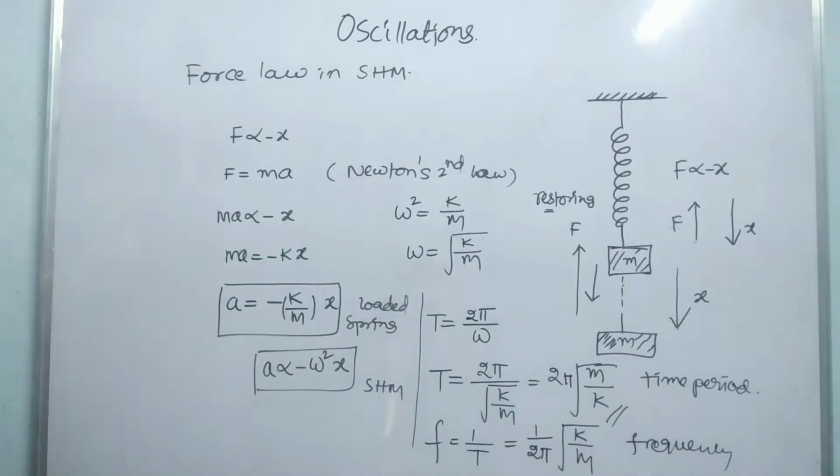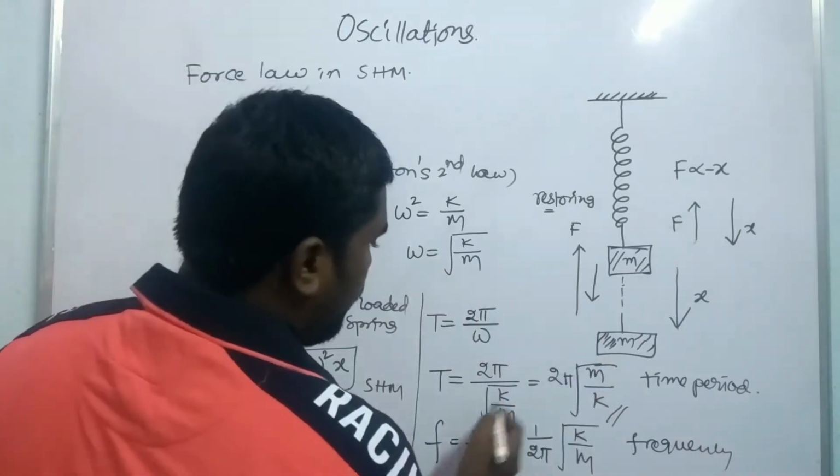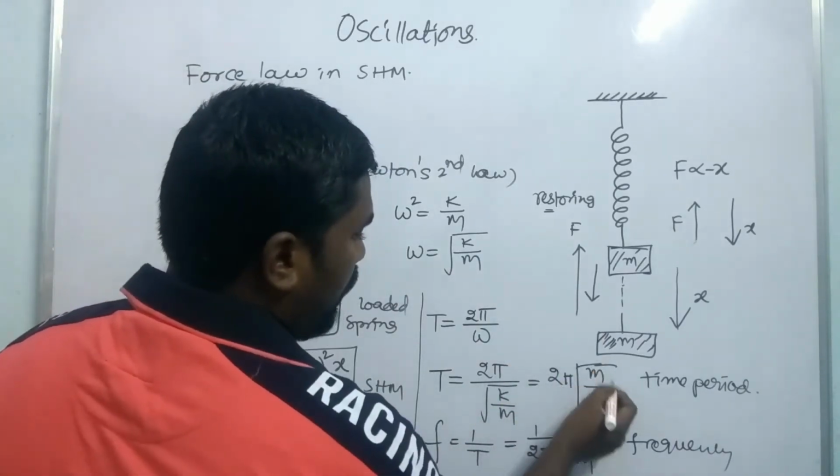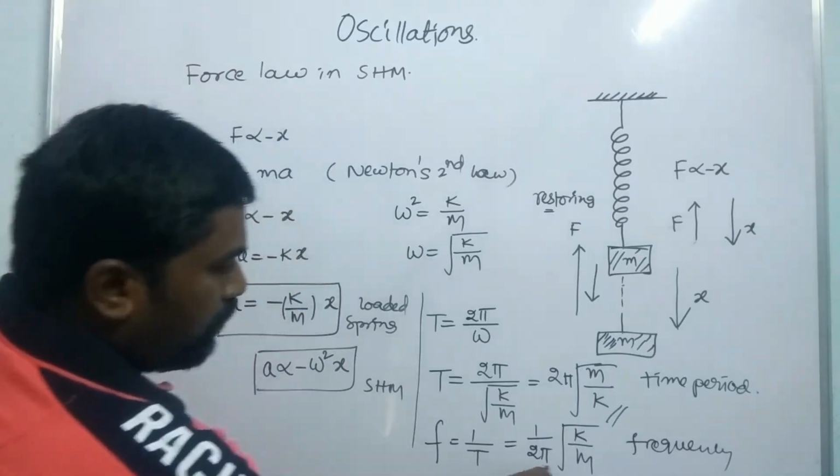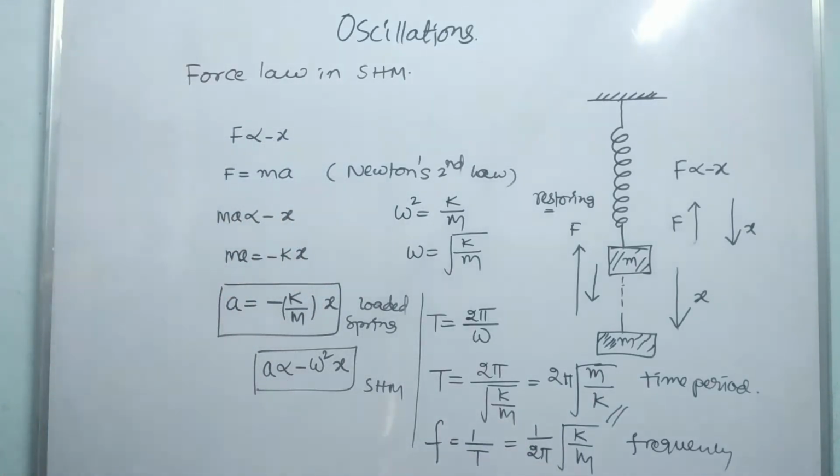So therefore you can say that the loaded spring has the time period of 2 pi into root of m by k and the frequency of 1 by 2 pi into root of k by m. Okay, now let us write the equation for the force acting on the spring. How can we write that?